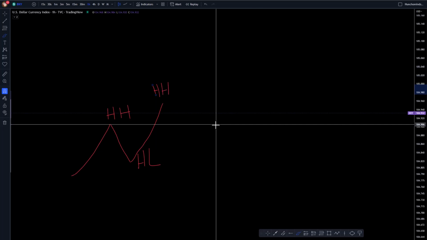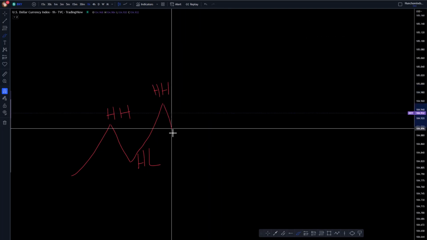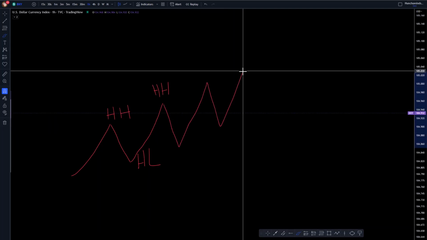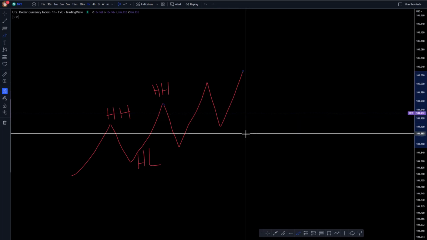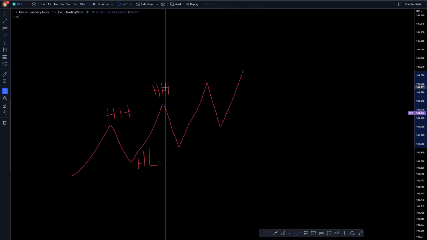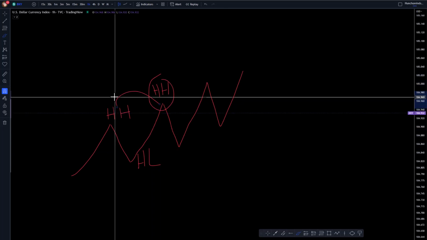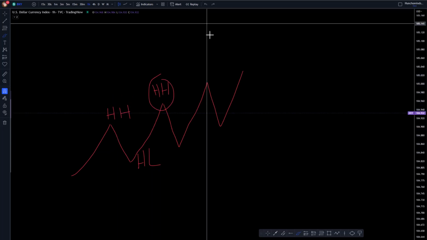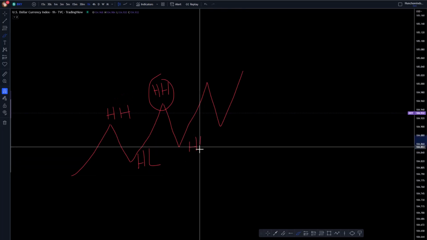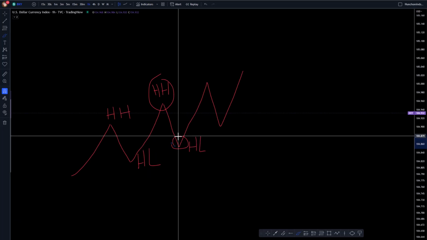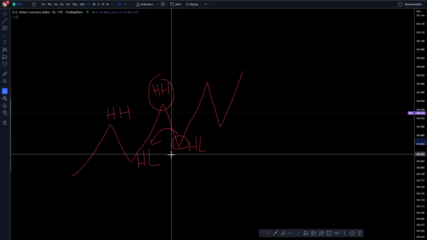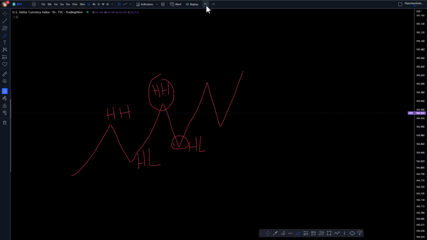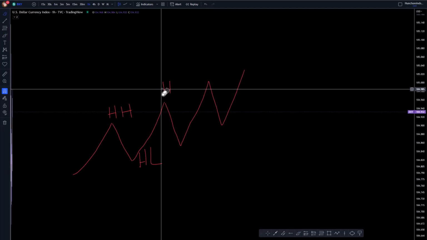So these are the two main phases of market structure. A bullish structure consists of a series of higher highs, higher lows, higher highs, higher lows, higher highs. They're called higher highs because this high is higher than the previous high, and they're called higher lows because this low is higher than that low. So bullish structure consists of a series of higher highs and higher lows.